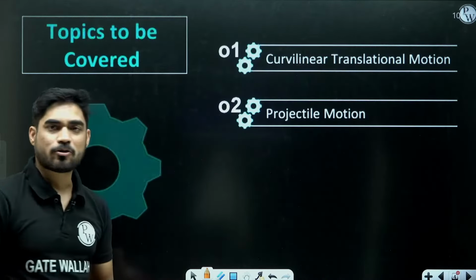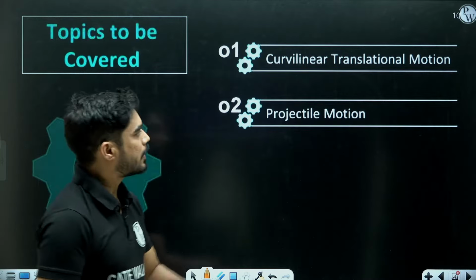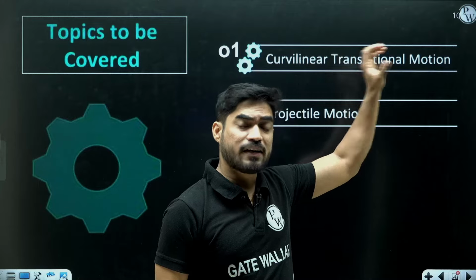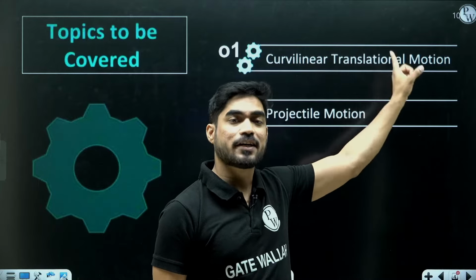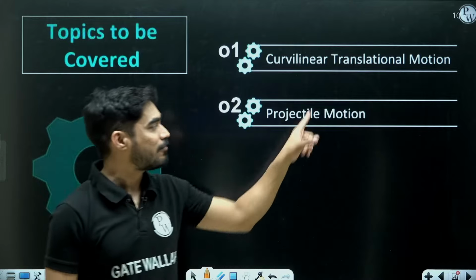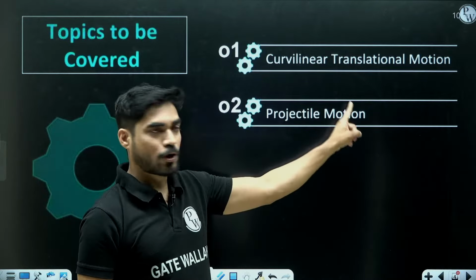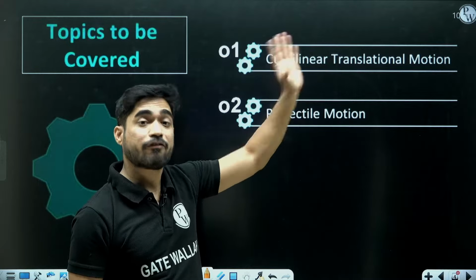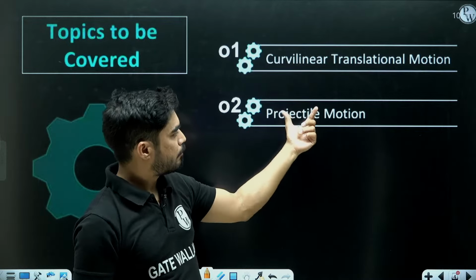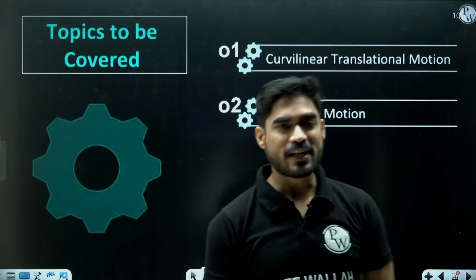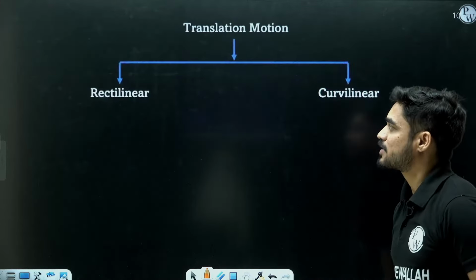So what we are going to cover in this lecture, we are going to talk about curvilinear translational motion. And a very important type of curvilinear translational motion is projectile motion. Although I have written it as a separate topic, it is part of curvilinear translational motion. It is not a different motion, it is a type of curvilinear translational motion. So let's talk about curvilinear translational motion.